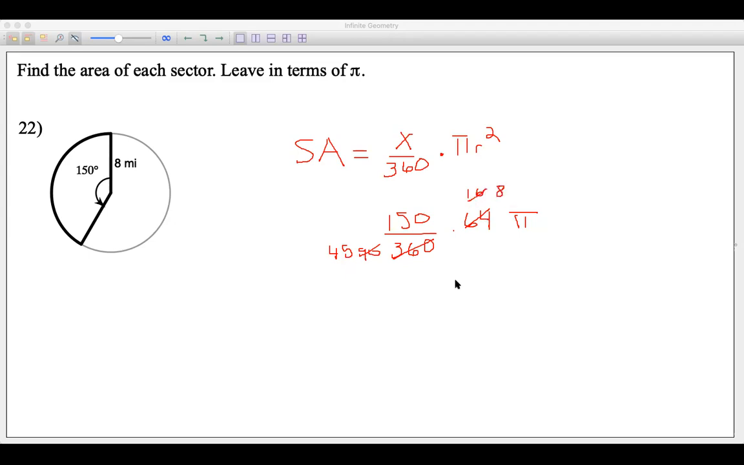5 goes into this. 5 goes into that 9 times. 5 goes into 150 30 times. 3 goes into 9 3 times. 3 goes into 30 10 times, and I think that's it for reducing. So I'm getting 80 over 3 pi. That was a lot of reducing. And what'd you get for calculator? 3 goes into 80 about 26 times.